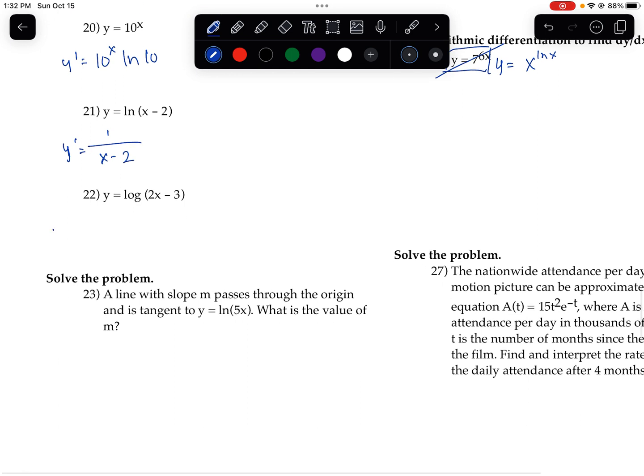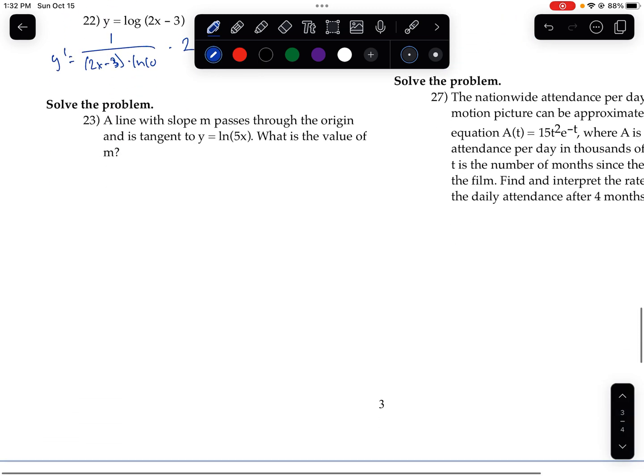The derivative of the inside would just be 1. And then for 22, y prime will be equal to, this is going to be 1 over x times the natural log of the base, which would be 10, and then times the derivative of the inside, which would be 2 right there.